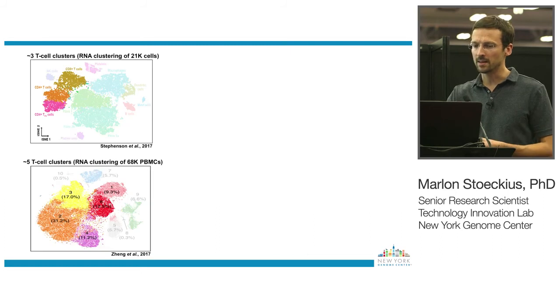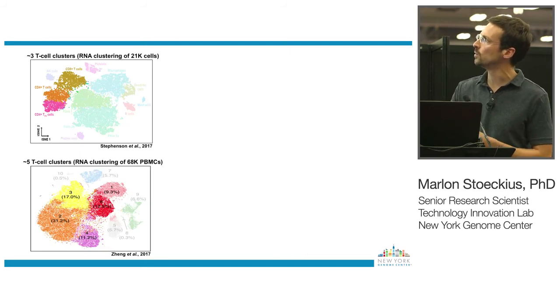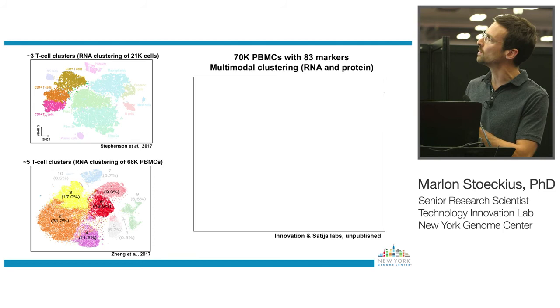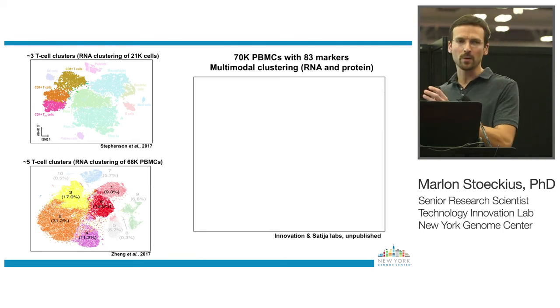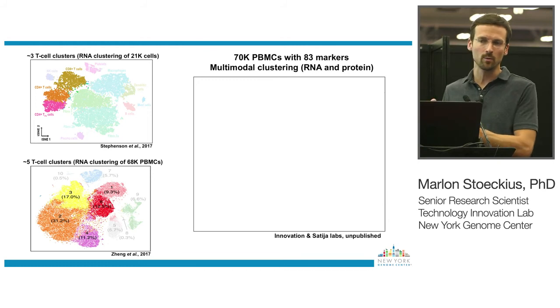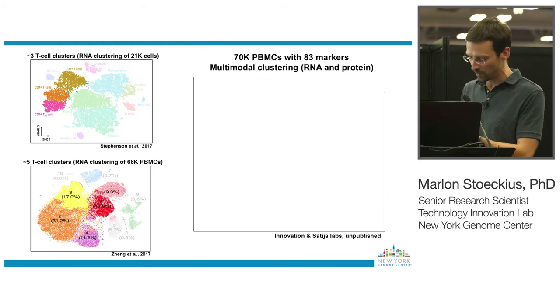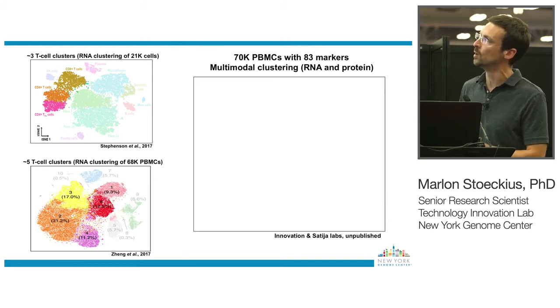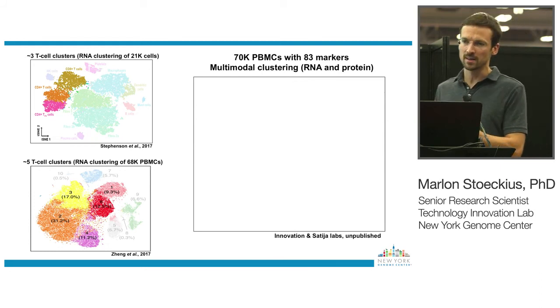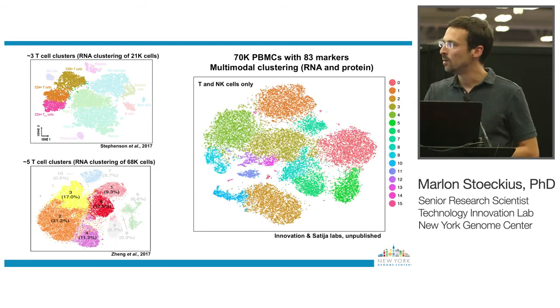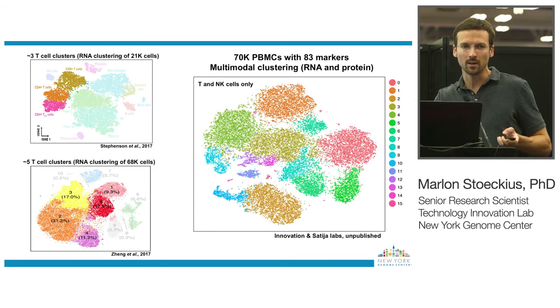So what we then did was use 70,000 PBMCs and 83 markers to optimize our clustering and get a really high resolution view of T cell development in the immune system. As I said before, in our older data set where we just looked at RNA, we had 3 different T cell clusters, and the 10x data set has 5 different T cell clusters. Now, using 83 markers and this multimodal clustering, we're able to pick up 13 different T cell clusters.